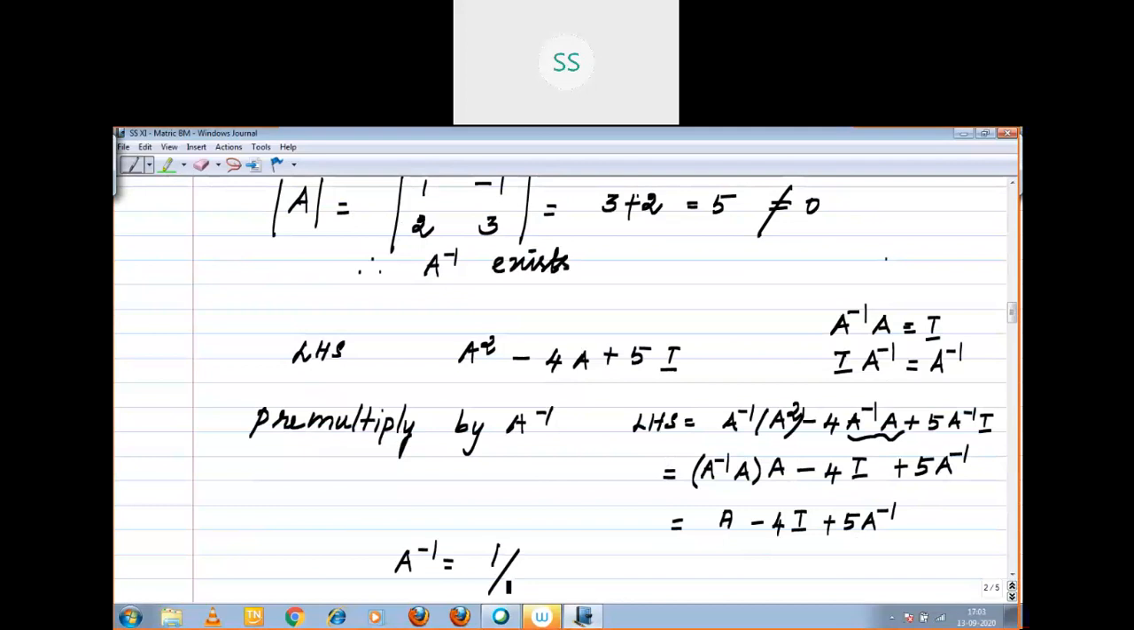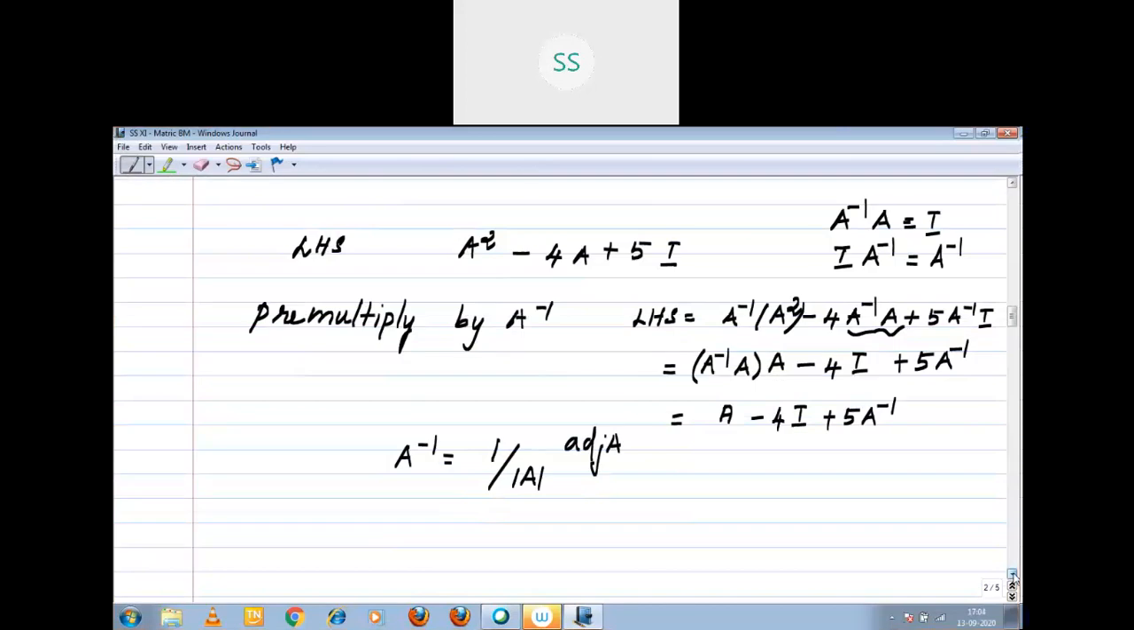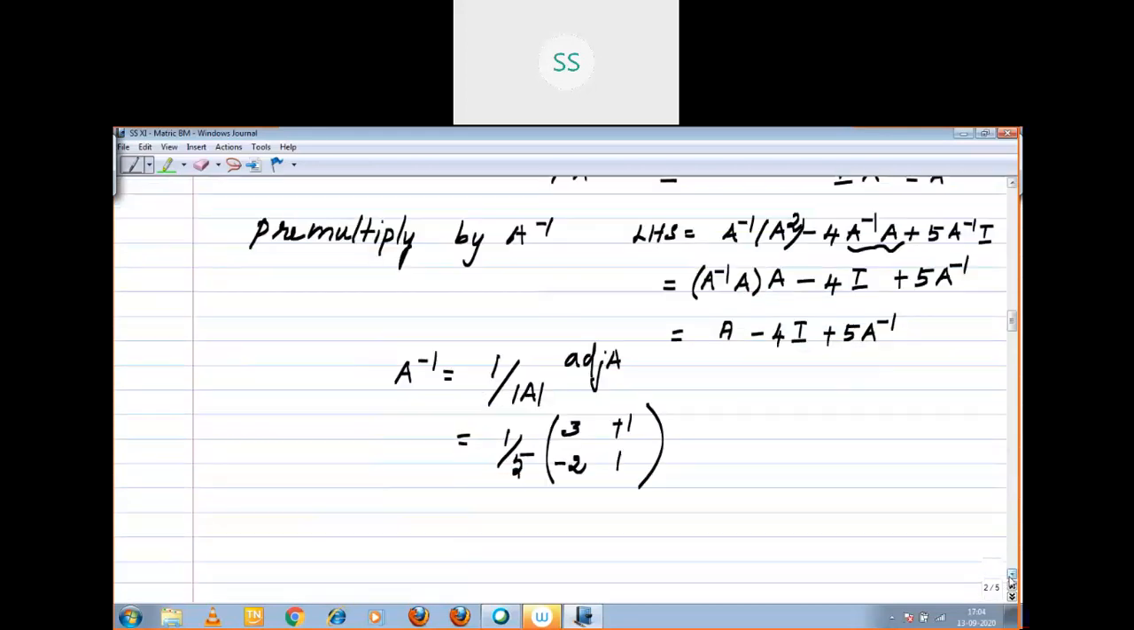A inverse equal to 1 by determinant A into adj A. That they are asking to find, no? First we will find this, which is equal to 1 by 5. What is your adj A? Change the main diagonal entries, change the sign of the other diagonal entries. Got it? 3, 1, 1 minus 2. Got it, children? Say yes or no? Yes.